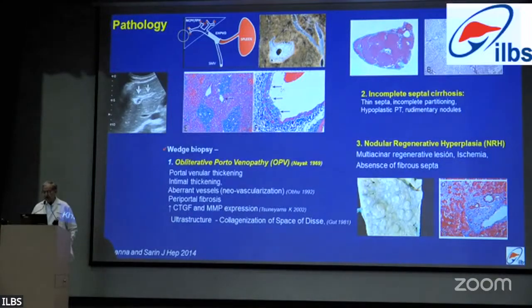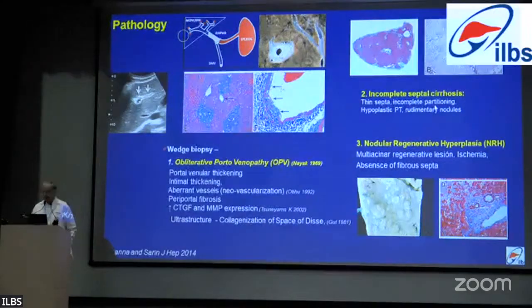And if you look into the detailed microscopy, you will find out that the portal veins are thickened and there is thrombosis inside. So there is intimal thickening. And then you have neovascularization, new small portal veins open up around. This neovascularization was long ago described. There is periportal fibrosis and CTGF and MMP expressions are increased. And if you do the electron microscopy, the space is filled up with collagen. These are not normally seen in a needle biopsy, they are seen in a wedge biopsy.